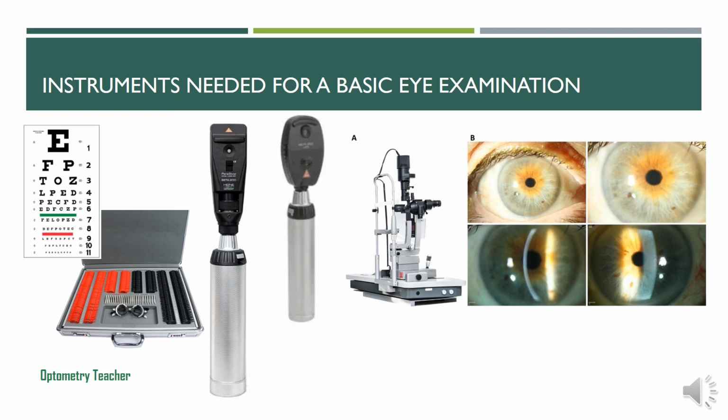Next, a quick look at the basic instruments we need when we are doing an eye examination. We already have discussed it. We need a visual acuity chart, we need a trial set. It could be a phoropter if you have one, but we need those lenses for refraction. And of course we need a retinoscope and an ophthalmoscope. A direct ophthalmoscope would comfortably do.